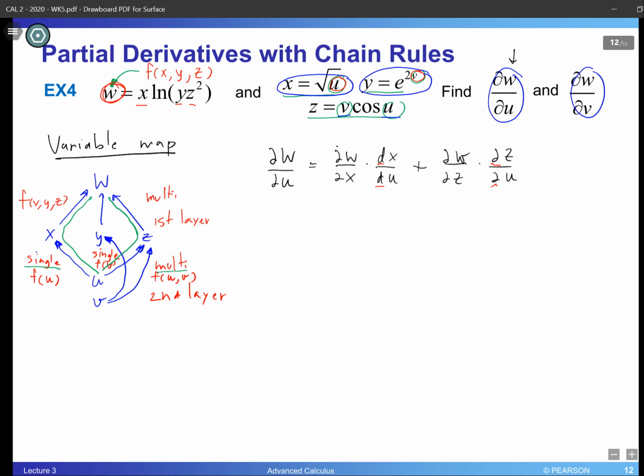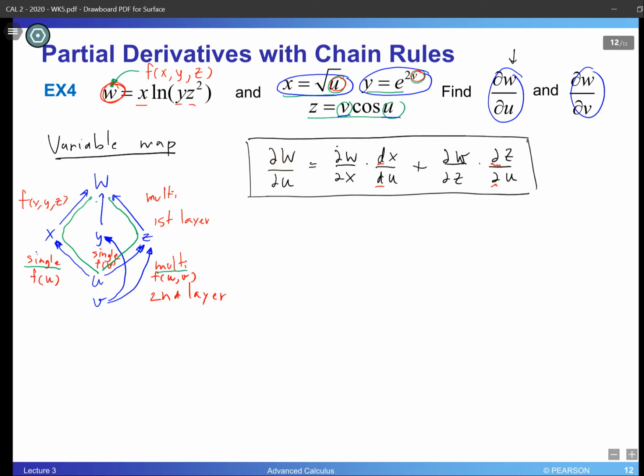Alright, I don't need to do anything with y, because if I go along the y path, as you can see here, it doesn't go to u. So I don't need to consider this path along y. So that is it for the expression for dw by du. Let's use it right away.